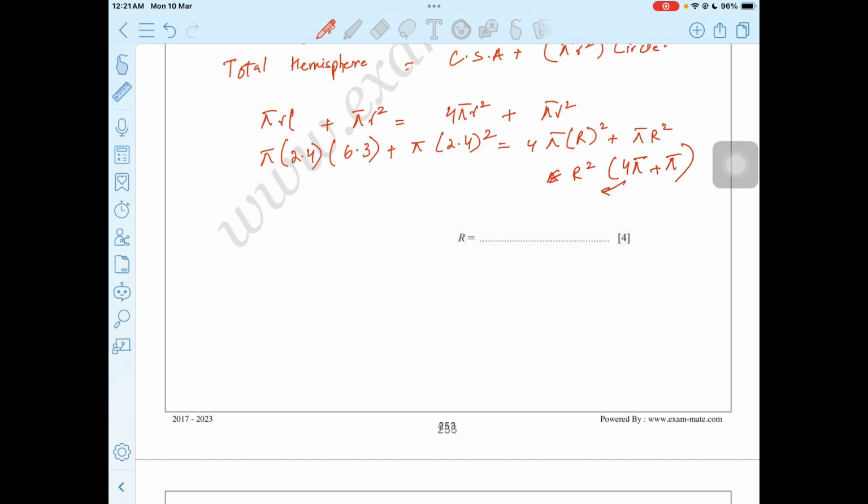Let's just take more space over here, so this would be pi into 6.4. Let's just simplify this. If we take pi as common, we get 2.4 multiplied by 6.3 plus 2.4 whole squared, then we divide it by 5 pi, so this pi and pi cancel out, so we are left with 2.4 multiplied by 6.3, and then 2.4 square is added, then we divide it by 5, so we get our answer as 4.176.